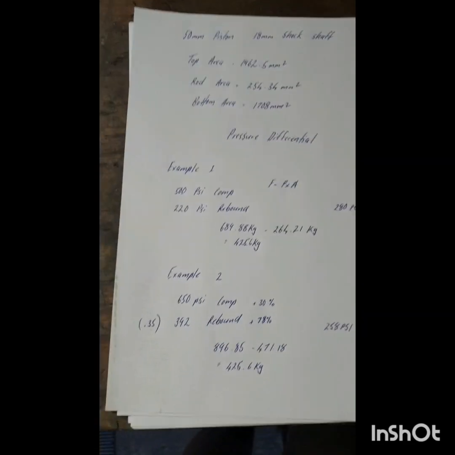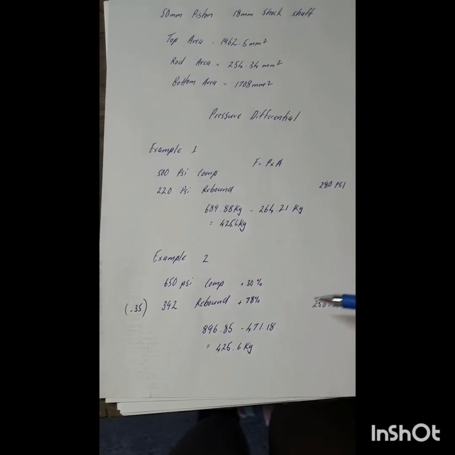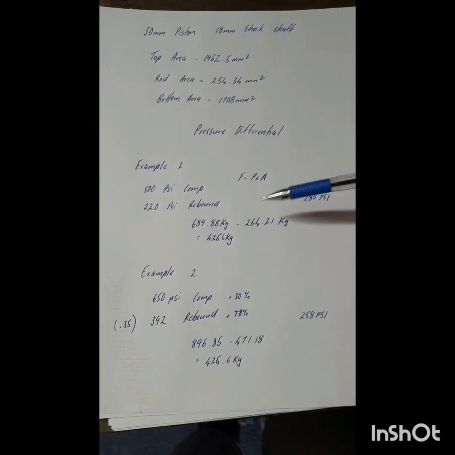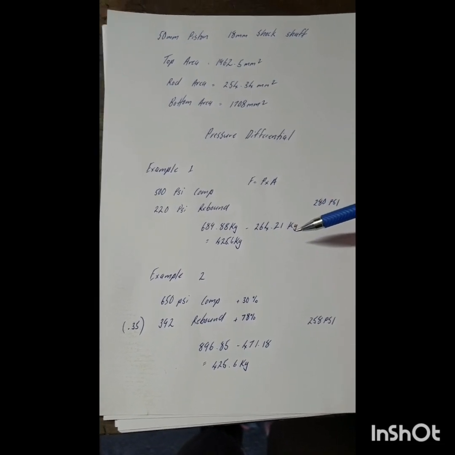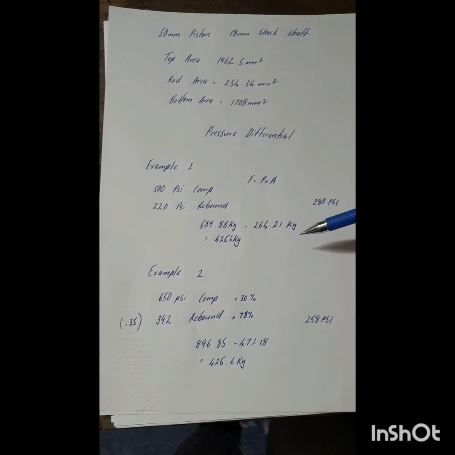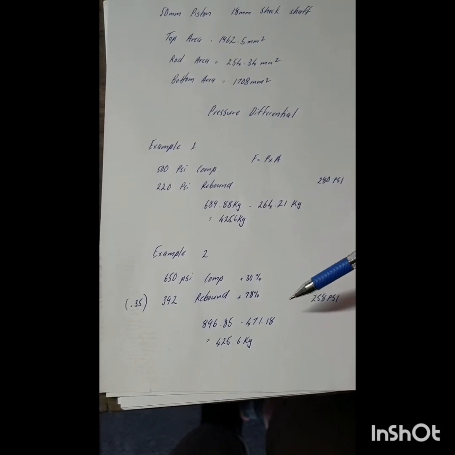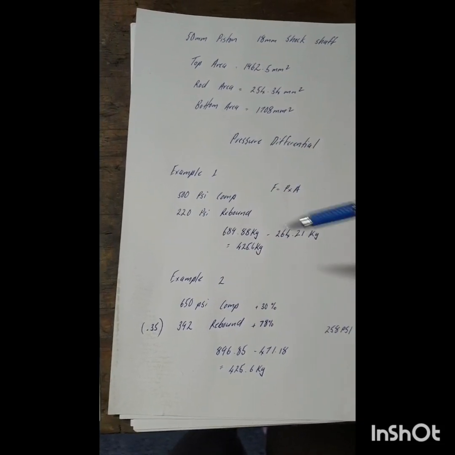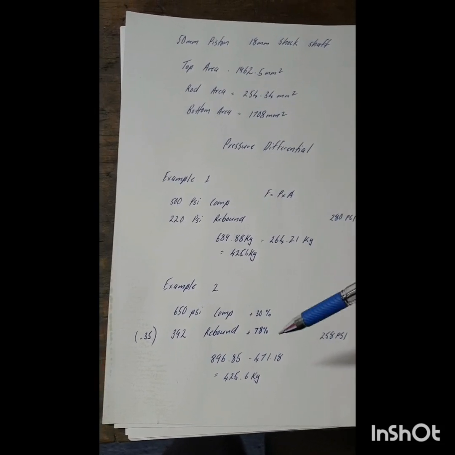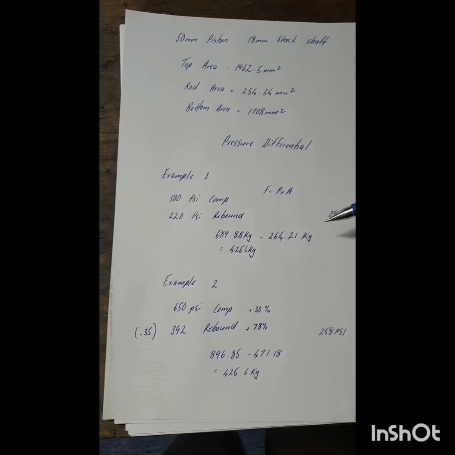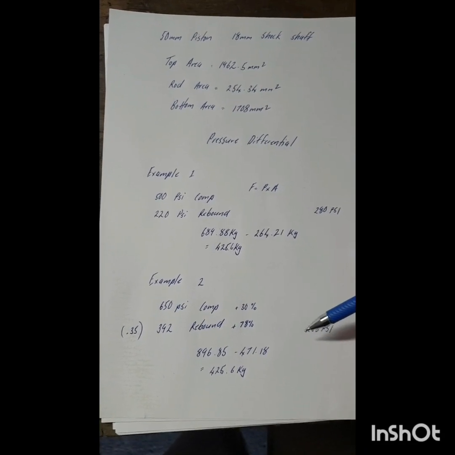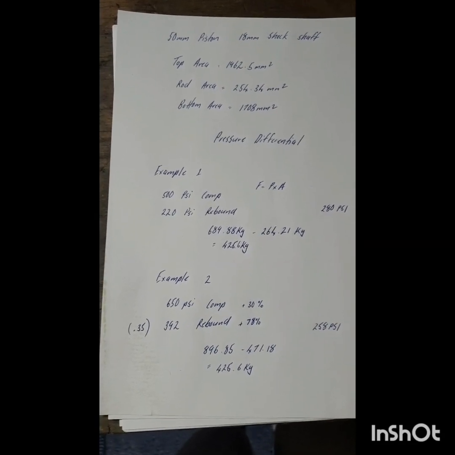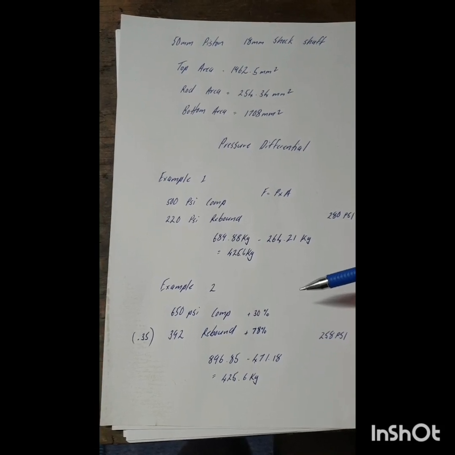Now we're going to look at a second example, and we've got the same force number but generated in a different fashion. In this example we've got 650 psi in the compression chamber and 392 psi in the rebound chamber. So that's going to give us 896.85 minus 471.18. Now the thing to note here is that these two shocks, although they would generate the same net force, would ride very differently. Coming back to this hysteresis and pressure balancing, we can see here that example 2 has 78% more pressure in the rebound chamber.